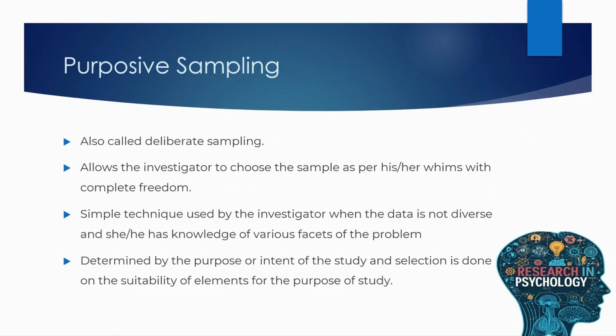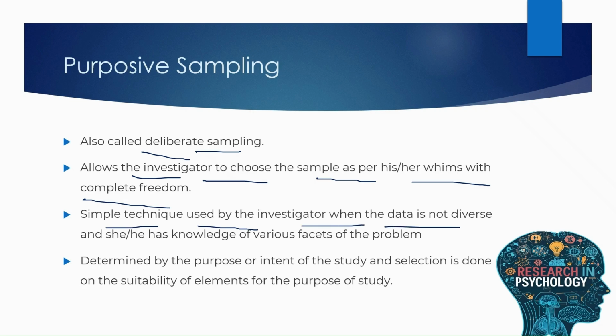Under non-probability sampling techniques, the first is purposive sampling. This is sampling which is performed based on a particular purpose that the researcher has, right? So this is also called deliberate sampling. The researcher is selecting a sample deliberately based on a purpose. It allows the investigator to choose the sample as per his or her whims with complete freedom. Okay, no rules. I'll choose anyone as I wish. It is a simple technique used by the investigator when the data is not diverse and he or she has knowledge of various facets of the problem.